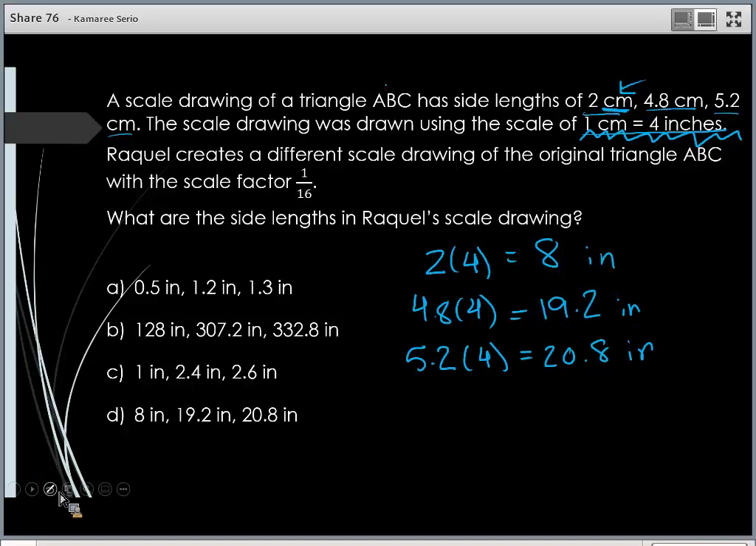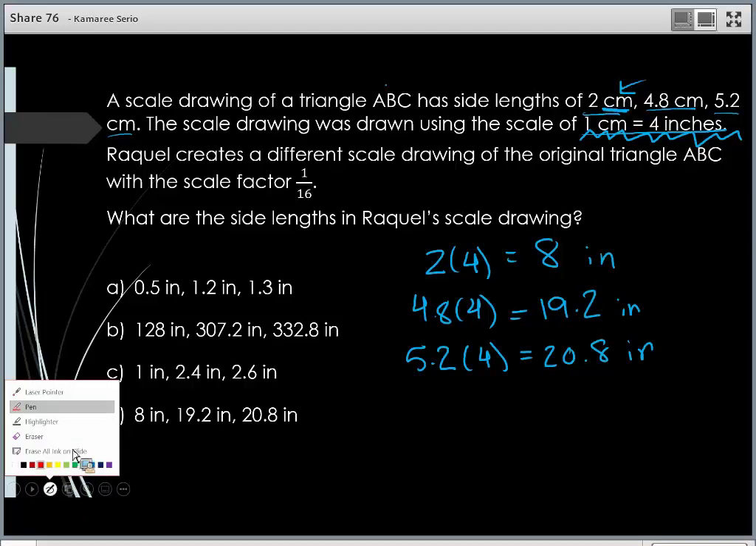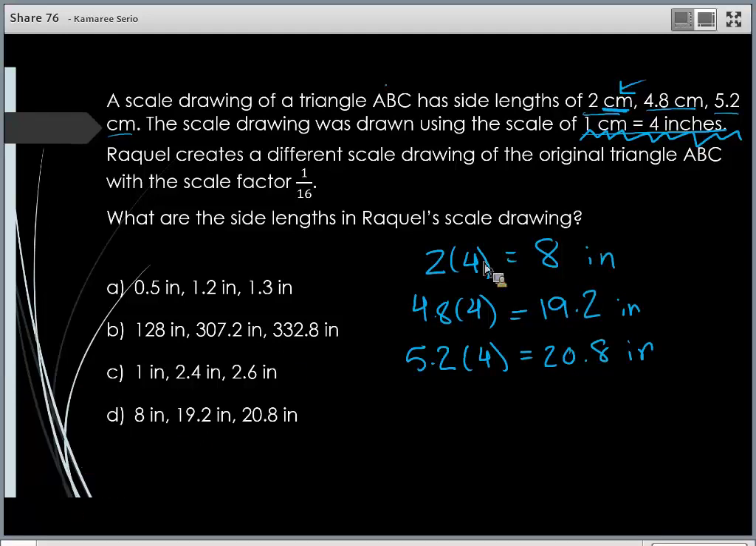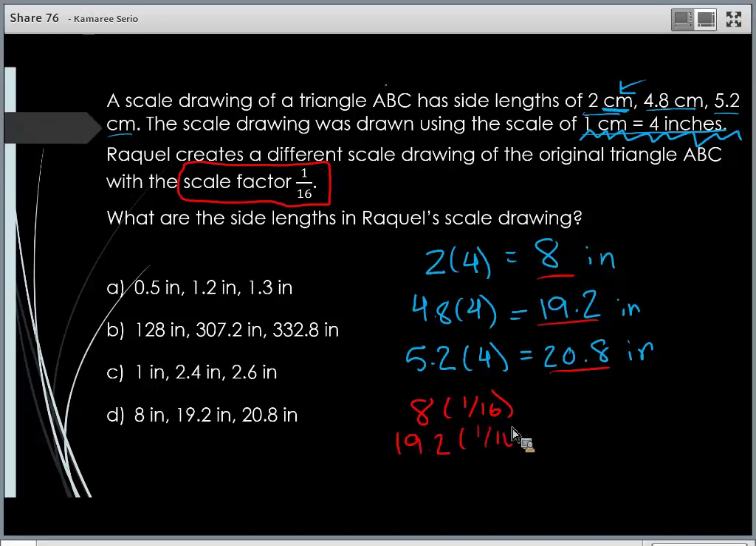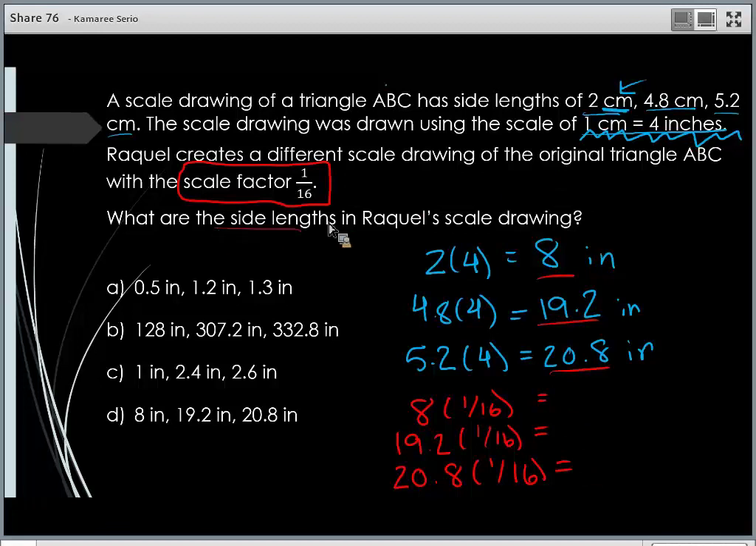So now that we have all of our side lengths in inches, we're going to go back to that step 3 where we multiply all of our side lengths by our scale factor, which here is 1/16. So I'm going to do 8 times 1/16, 19.2 times 1/16, and 20.8 times 1/16. And when I multiply all of these, that's going to give me my new side lengths for Raquel's drawing.